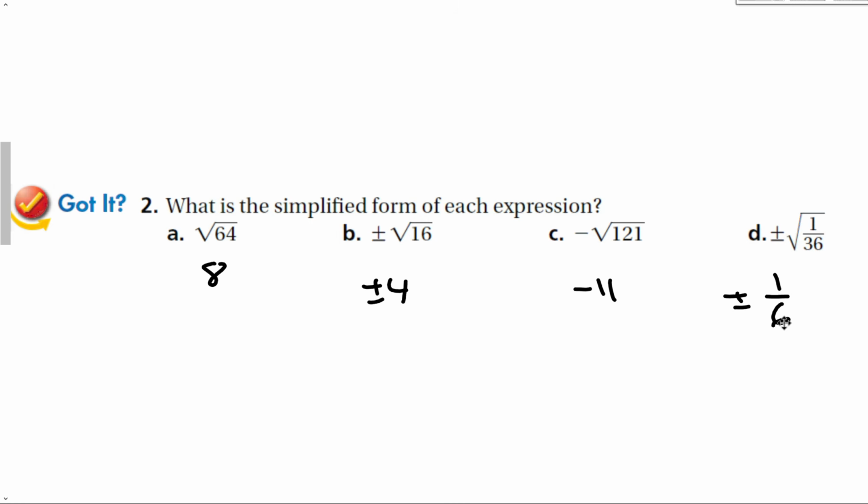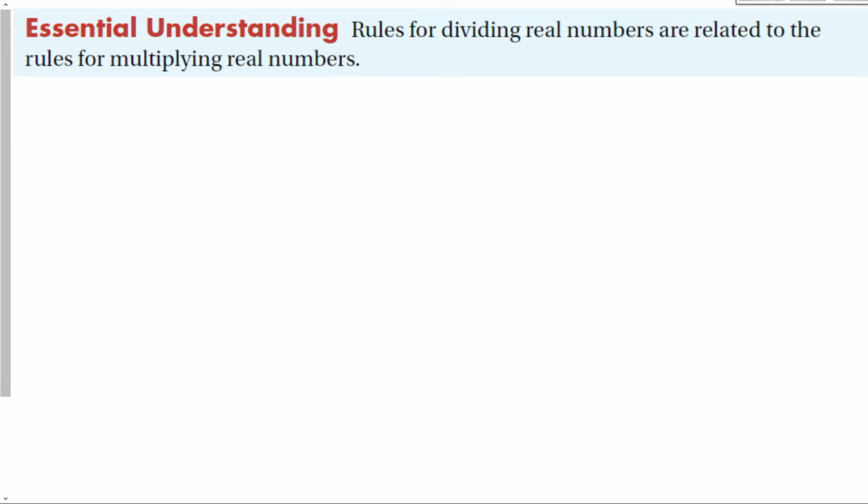So next, division. Rules for dividing real numbers are related to the rules for multiplying real numbers. They're pretty much the same thing. And in fact, we can see in a little bit that multiplication and division are really not different at all. Multiplication or division is just multiplying by fractions.